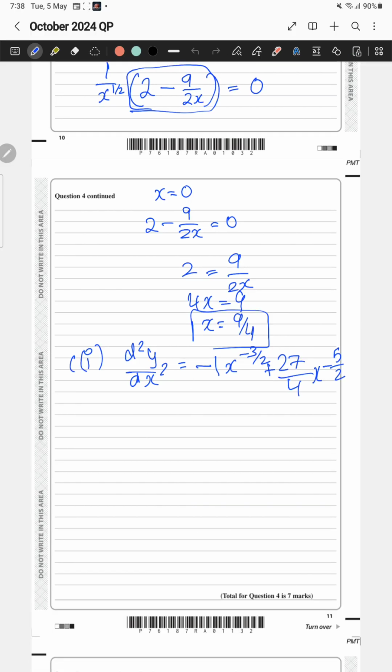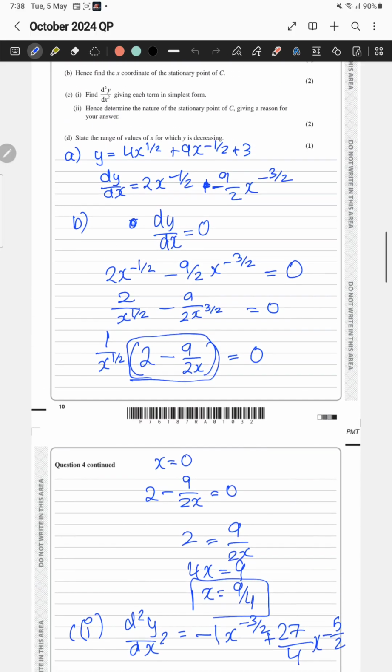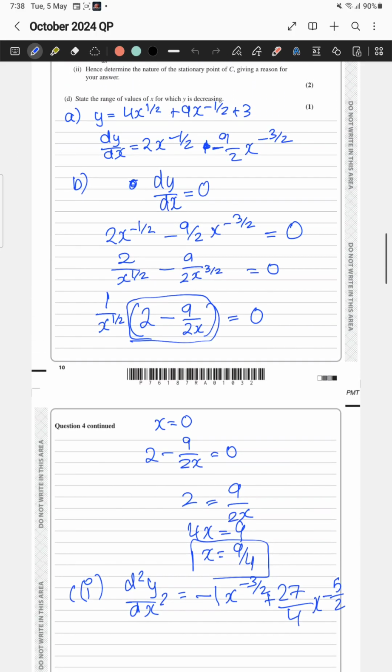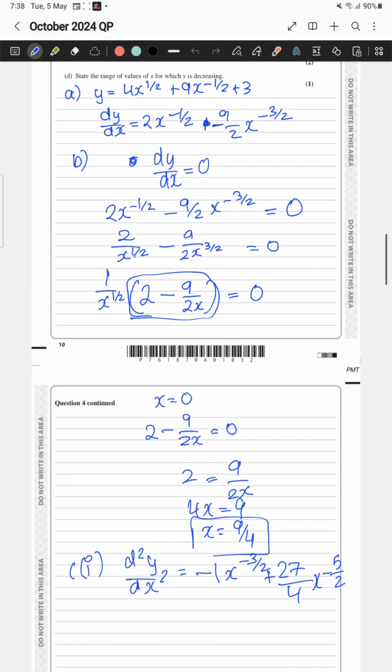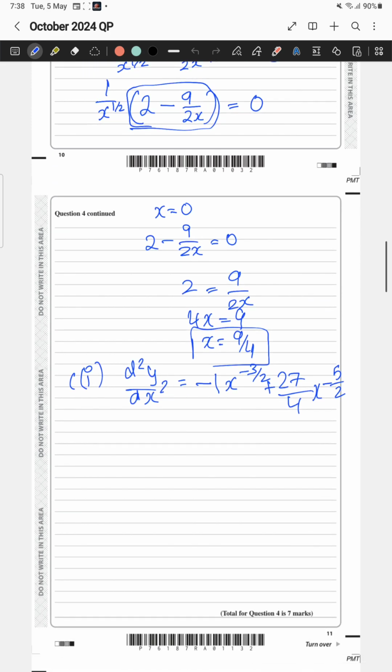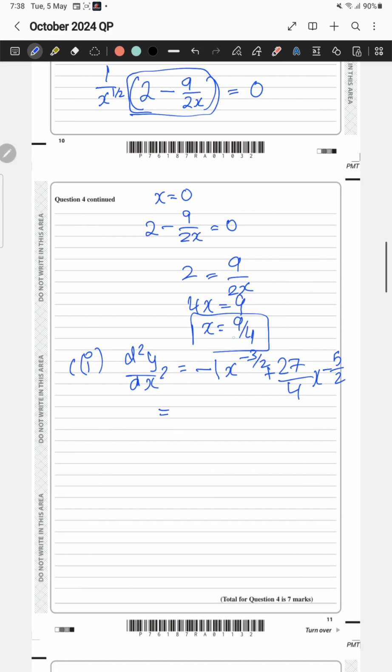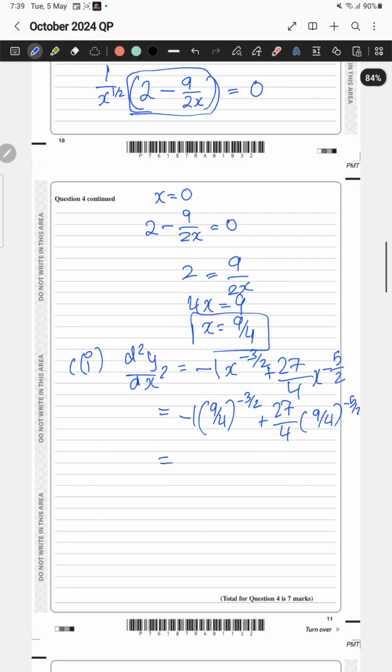Now, hence determine the nature of the stationary point of C, giving a reason for your answer. If we need to find the nature of the stationary point, we have to substitute in the x value over here. We had previously found the x coordinate of the stationary point, so just put this into your calculator. The answer I'm getting is 62 over 7.